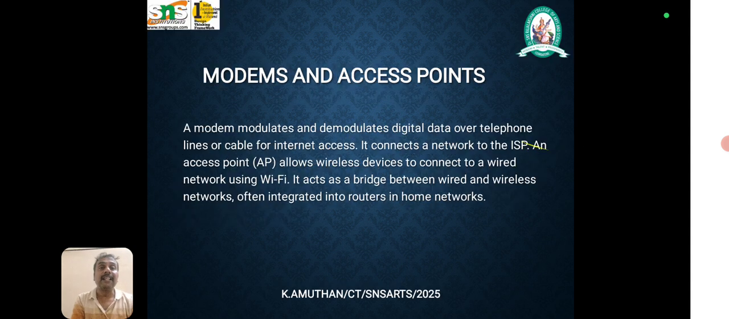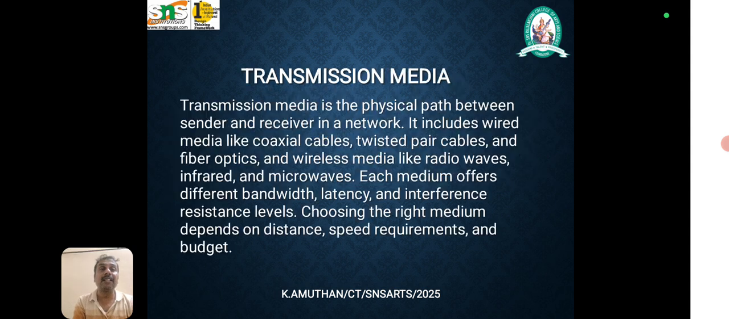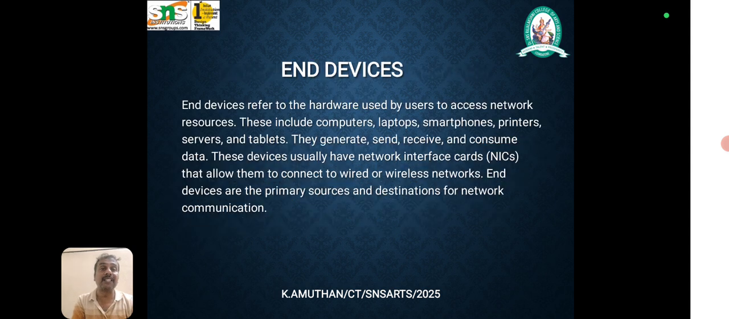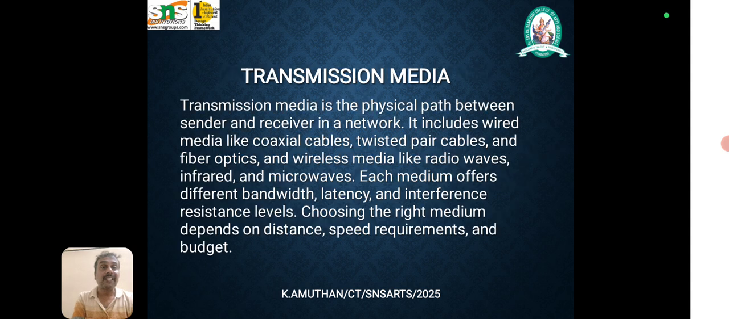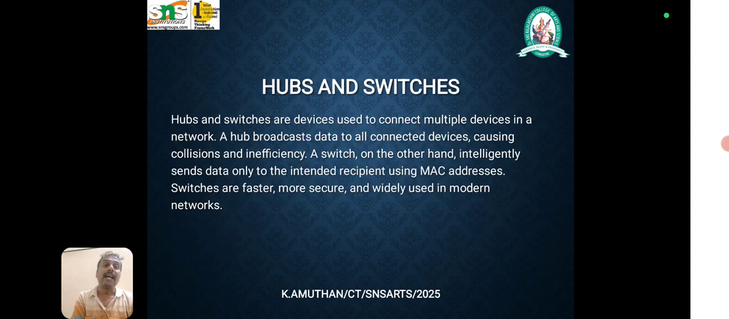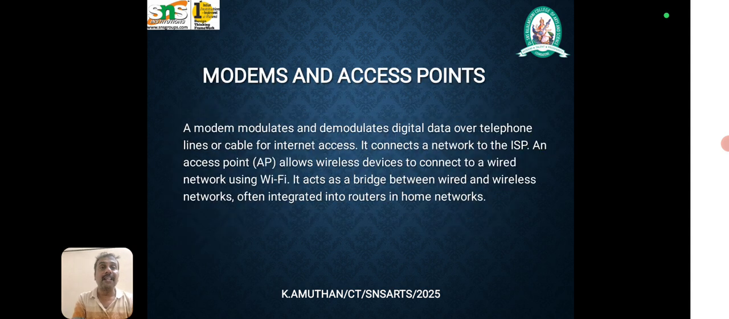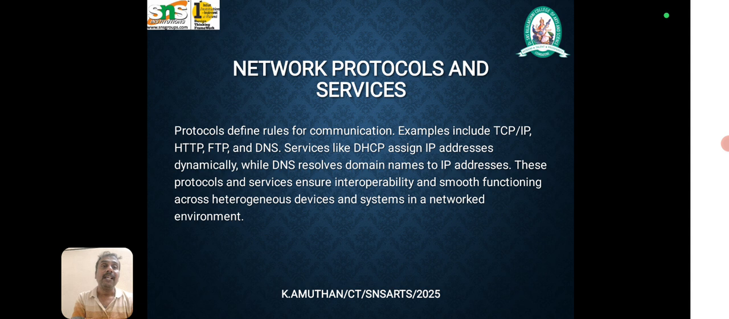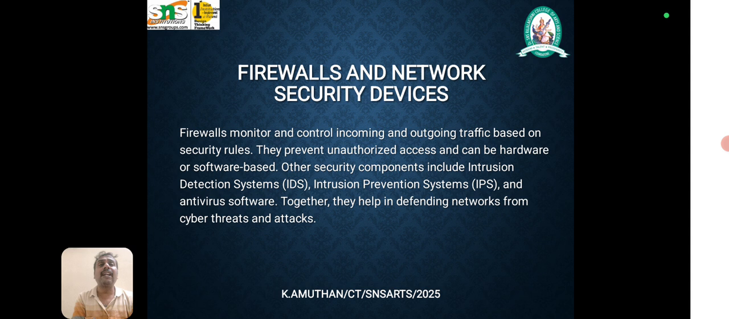So students, what do network components mean? The components include the network interface card and end systems, both hardware and software: network interface cards, transmission media, hubs and switches, routers and gateways, modems and access points, and network services like protocols, and firewalls and network security devices, which monitor incoming and outgoing traffic.